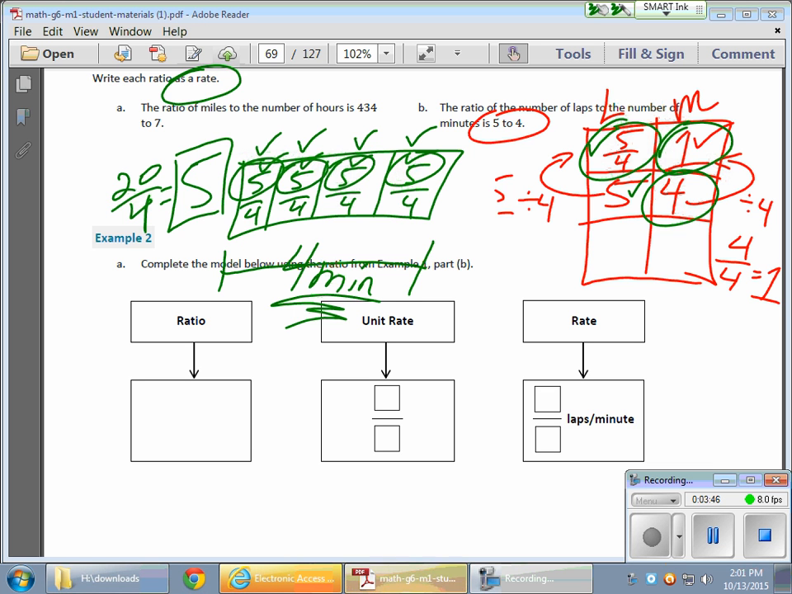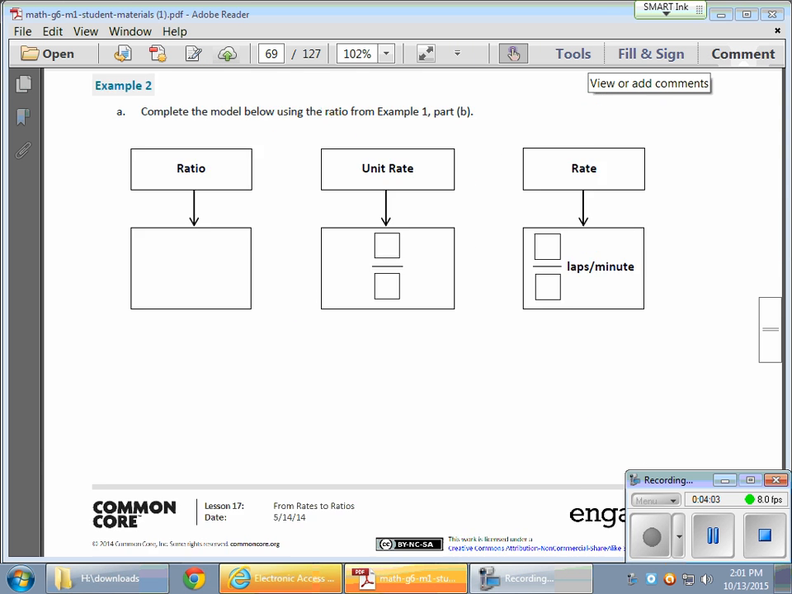So if I'm going to use a ratio of 5 to 4, that's really a 5 fourths to 1 ratio. So I'm going 5 fourths of a lap for every minute or 5 laps for every 4 minutes. Keep that in mind, folks, because we're going to use that kind of information in a moment.